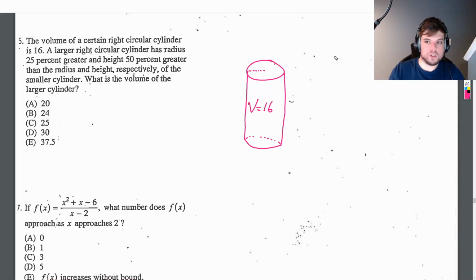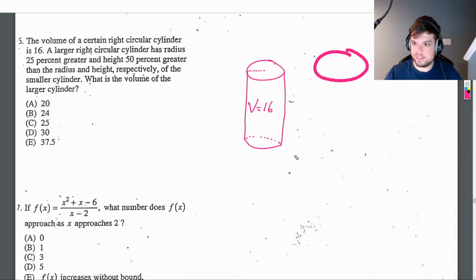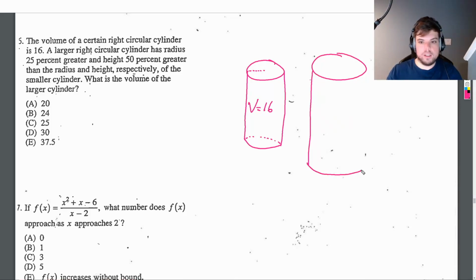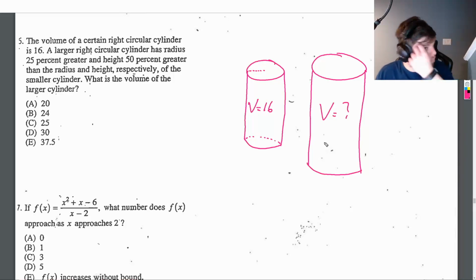Okay, so we have a larger cylinder. I'm not trying to think about the exact dimensions here, but essentially, we're looking for the volume of the larger cylinder. The radius is 25% greater and the height is 50% greater.